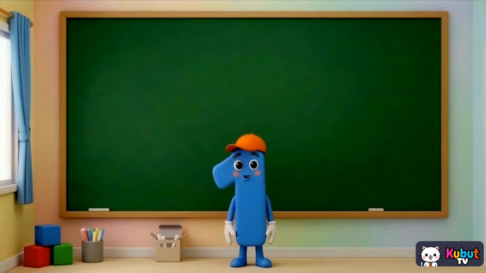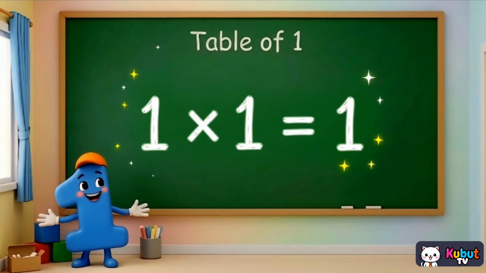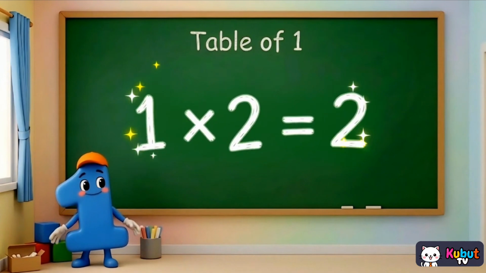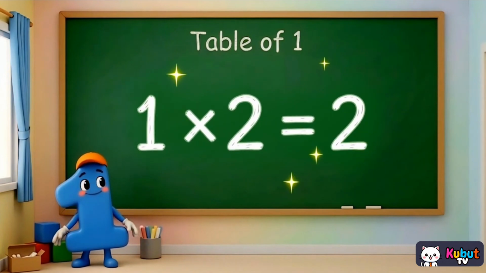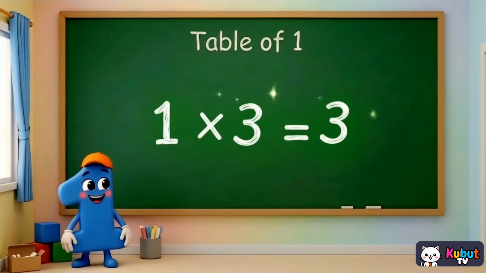Let's start learning the table of 1. 1 ones are 1. 1 twos are 2. 1 threes are 3.